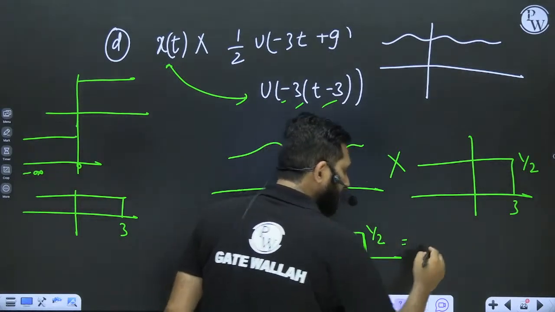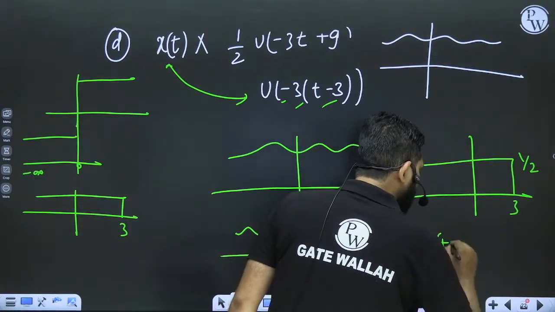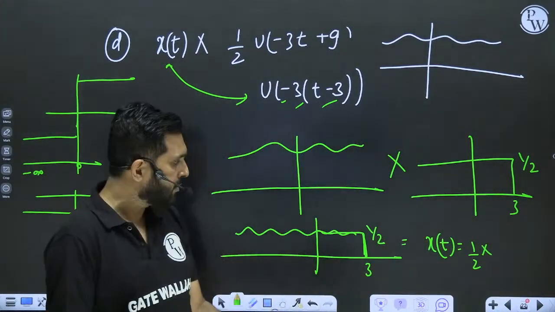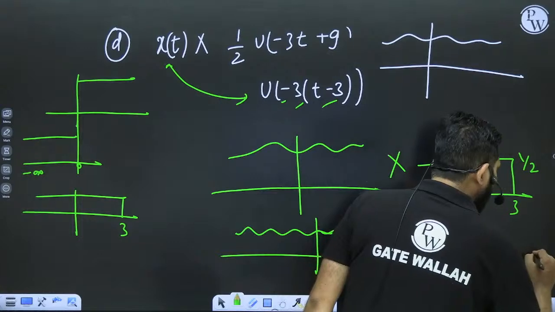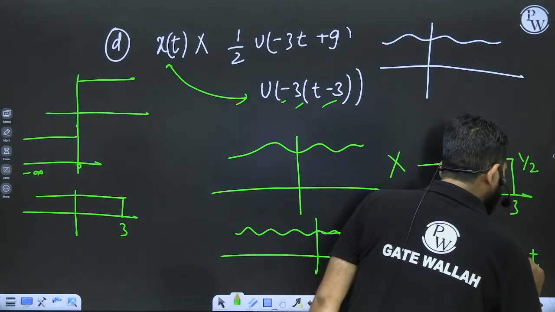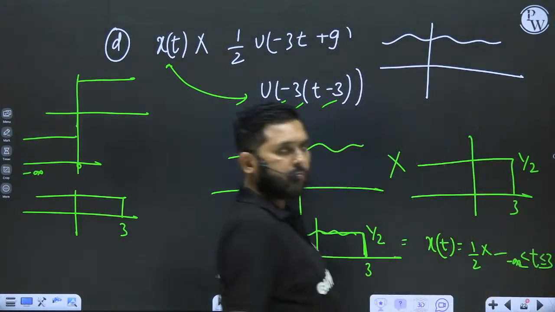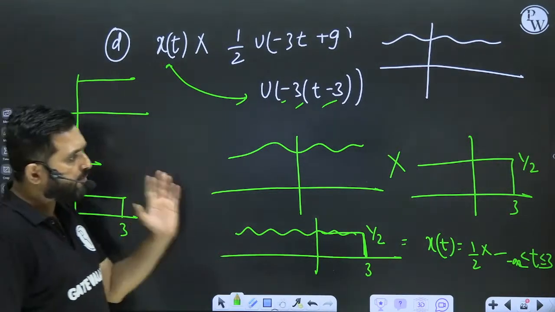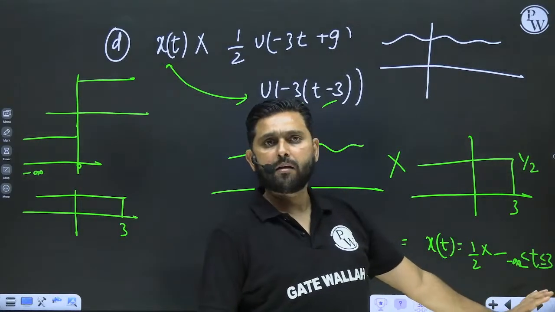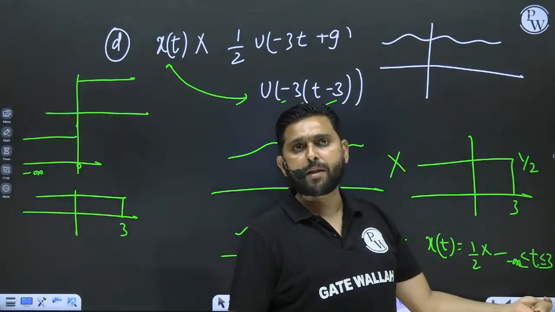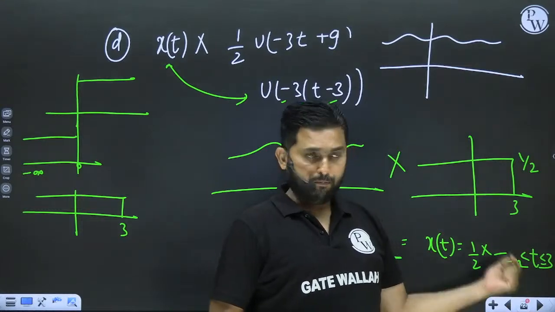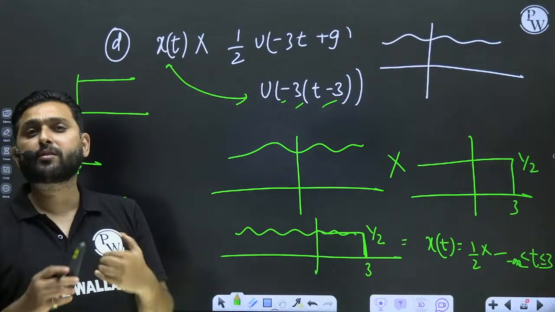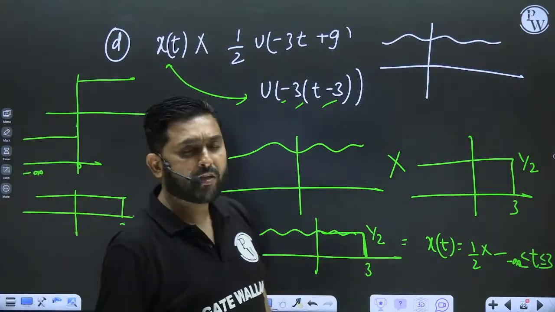So x of t is 1 by 2 multiplied by the values for t from minus infinity to 3. That's a very, very important point. This is one very interesting application of x of t. Any function when multiplied by a step function, the limit of this function will change. The limit of that step function will change.